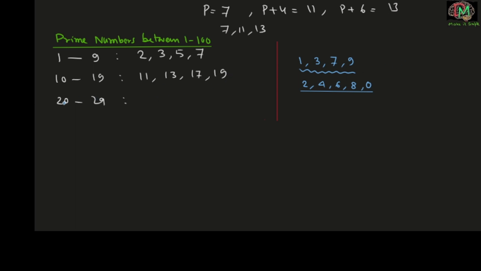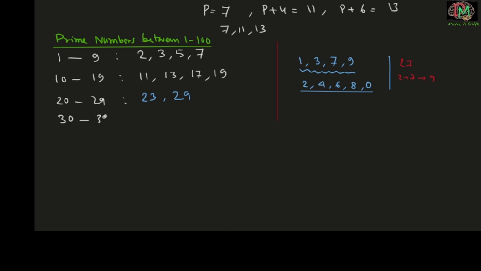So let's take one example. In between 20 to 29, first consider 21, but 21 is divisible by 3. So 21 is not possible. So the next will be 23, but 23 is not divisible by 3, 5, 7 or any other number. So next will be 27, but 27 is divisible by 3 because the sum is divisible by 3. Check it. 27, if we add 2 plus 7, 9, so it is divisible by 3. So 27 is not the prime number. And next is 29, correct.